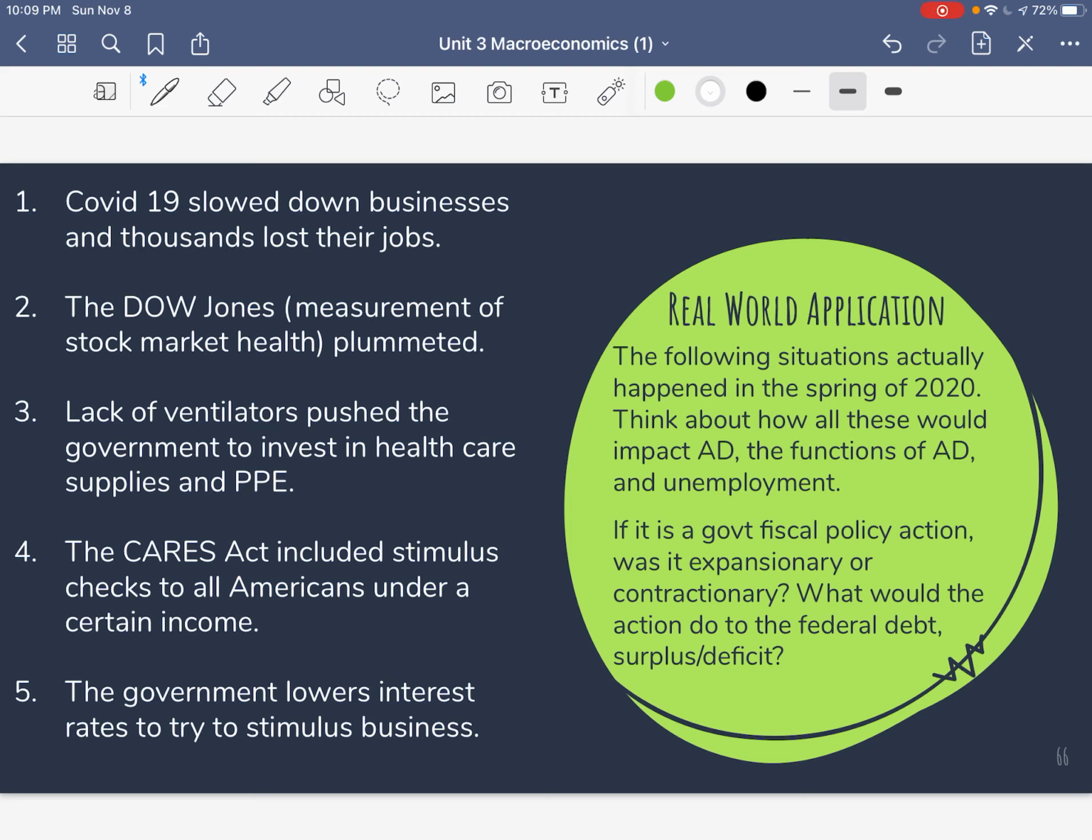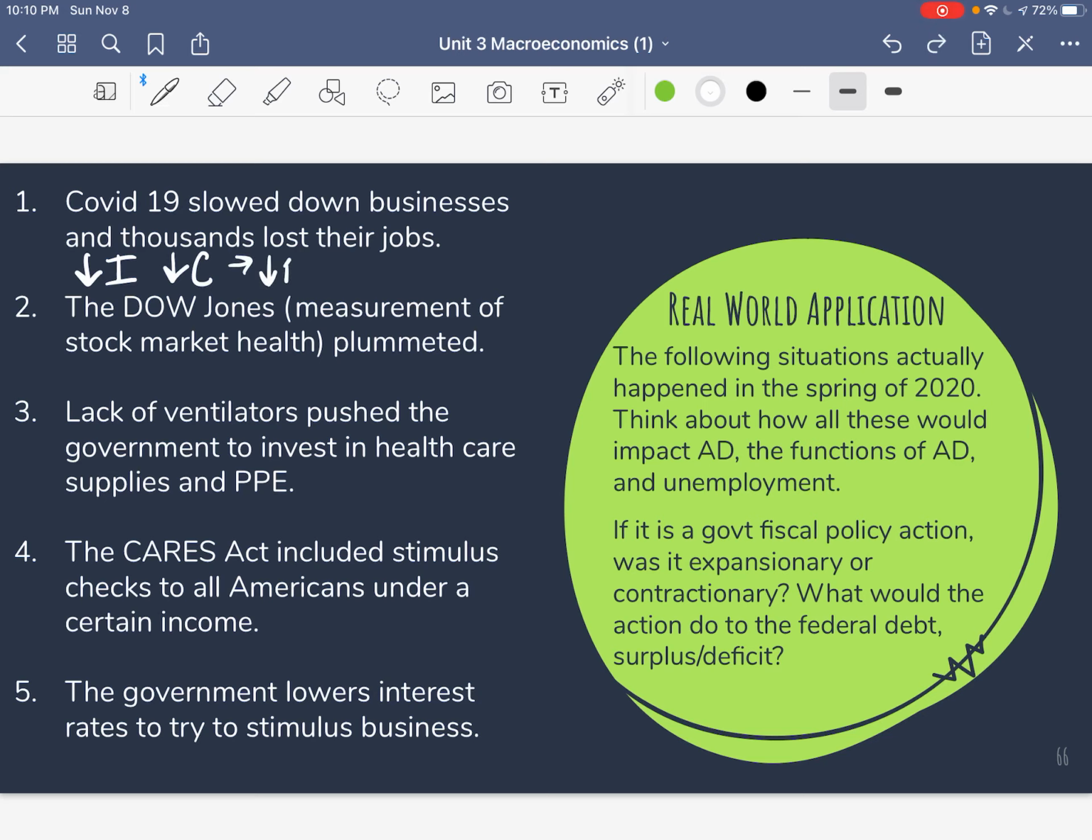So some of these things happen naturally, and some of them are things that the government did to try and fix the issues of the things that happened naturally during the COVID-19 pandemic that plunged us into somewhat of a recession, okay? So number one, COVID-19 slowed down businesses and thousands of people lost their jobs. This isn't fiscal policy. It's not the government doing something to try and fix it. It just happened. So if it slowed down business, that means people are spending less for their businesses. Decrease investment spending. People lose their jobs. They don't have as much money. Decrease consumer spending. All of this means that it's a decrease in AD.